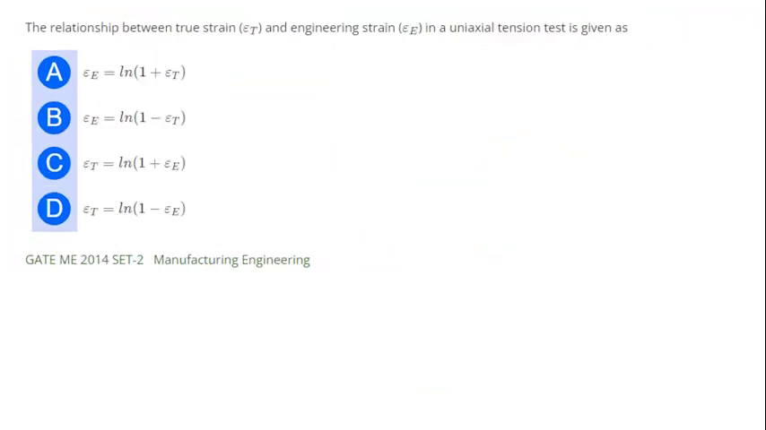Okay, tell me the answer of this question, then we will end. C. Correct. This is a simple relationship between true stress, true strain and engineering strain.